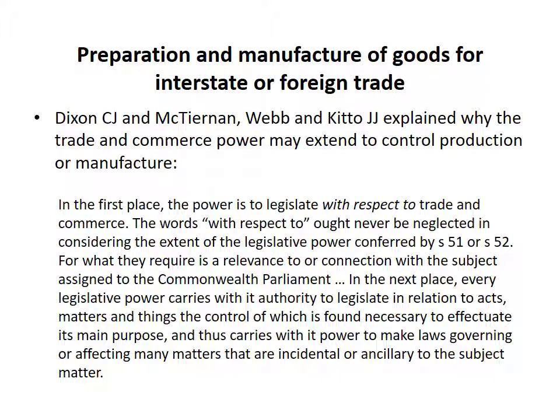In the next place, every legislative power carries with it authority to legislate in relation to acts, matters, and things, the control of which is found necessary to effectuate its main purpose, and thus carries with it power to make laws governing or affecting many matters that are incidental or ancillary to the subject matter." The words "incidental and ancillary to" are important. The power to make laws in Section 51 extends to matters incidental and ancillary to the subject matter of the laws themselves. I will address the notion of laws that are incidental or ancillary to grants of power in the next lecture, which concerns characterization of Commonwealth laws.